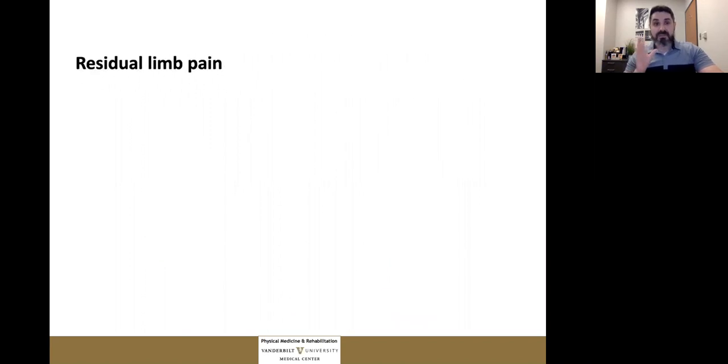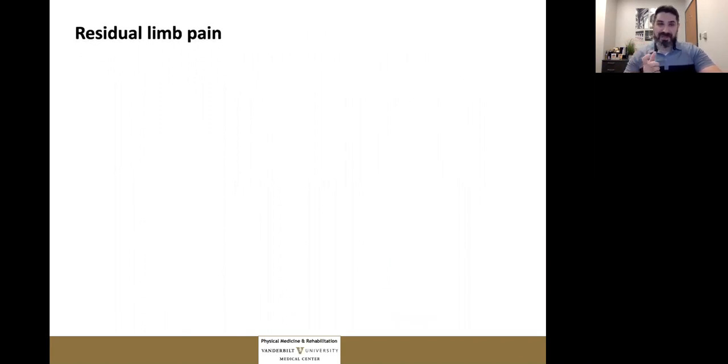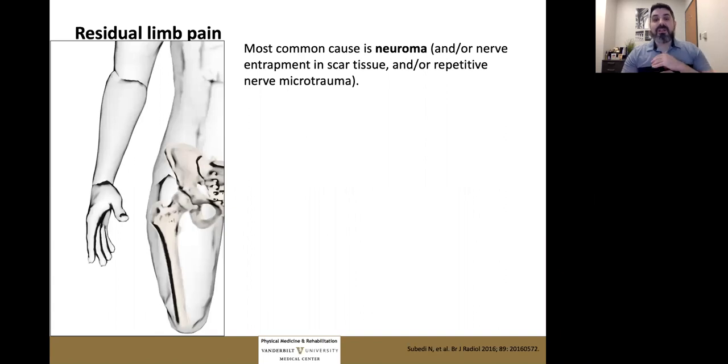Okay, so let's focus a little bit on the residual limb pain. The most common cause of this is actually going to be a neuroma, and or nerve entrapment in scar tissue, and or repetitive nerve microtrauma.